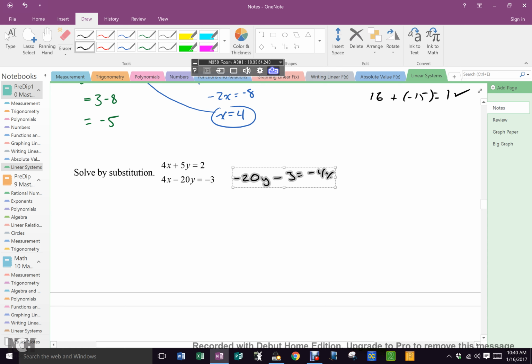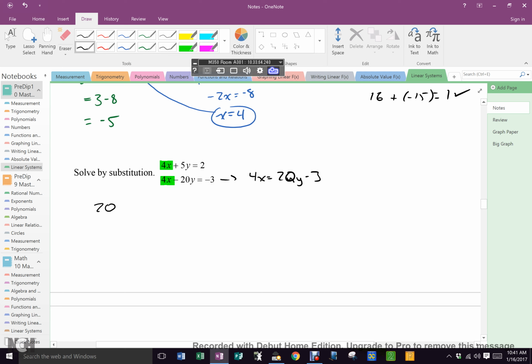Can I do this another way? What do you see there and there? 4x is in both of them, isn't it? Well, doesn't 4x right here equal 20y minus 3? Doesn't it? Well, isn't that a 4x right there? So what could I write? Instead of 4x, couldn't I write 20y minus 3?